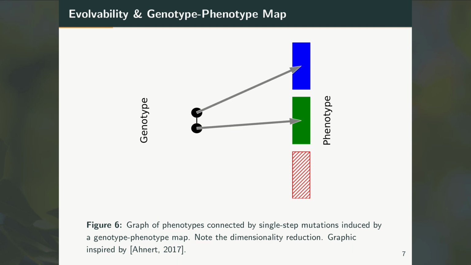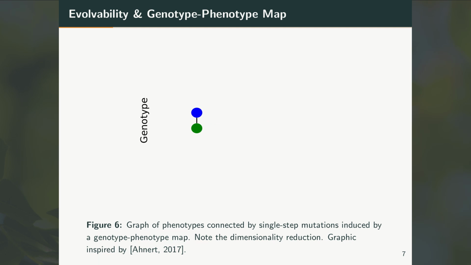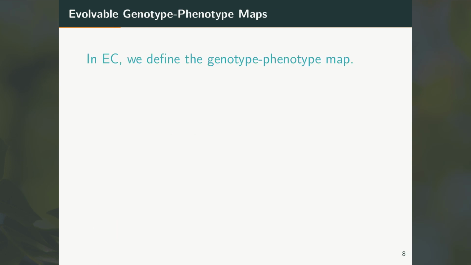Looking at another example, we can also use the genotype-phenotype map to get ourselves a lower dimensional genotype search space, right? So this is, of course, the lowest dimension space that we want with respect to this problem, just the two interesting phenotypes connected by a mutation.